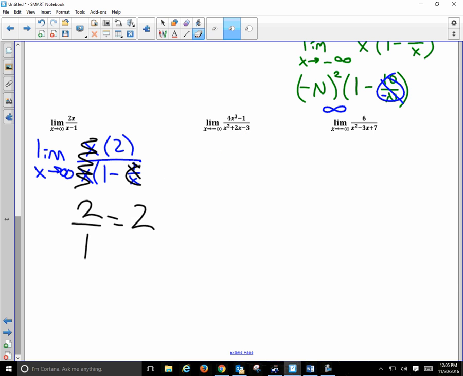Nothing to factor out of the top of the next one, but the bottom I factor out x squared.